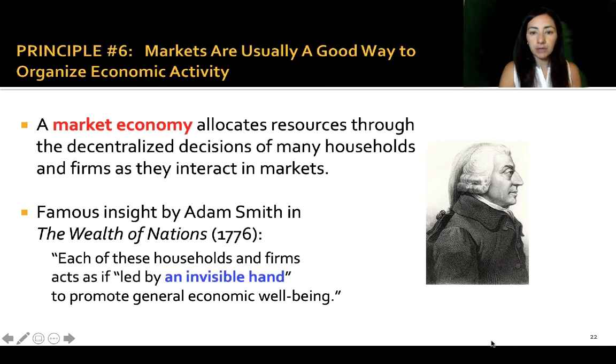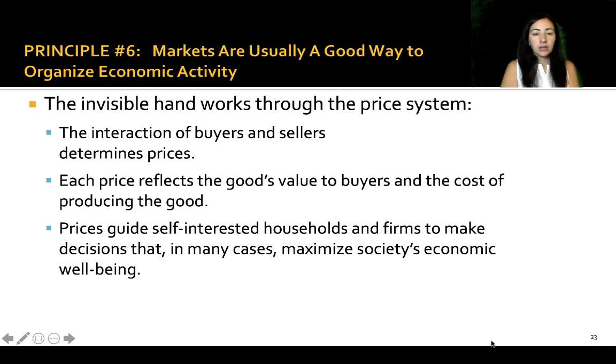Our modern market economy is based on the writings of Adam Smith in his famous book, The Wealth of Nations from 1776. He defines a market economy as one that allocates resources through the decentralized decisions of many households and firms as they interact in markets. His famous insight states, each household and firm acts as if led by an invisible hand to promote the general economic well-being. So the invisible hand works through the price system.